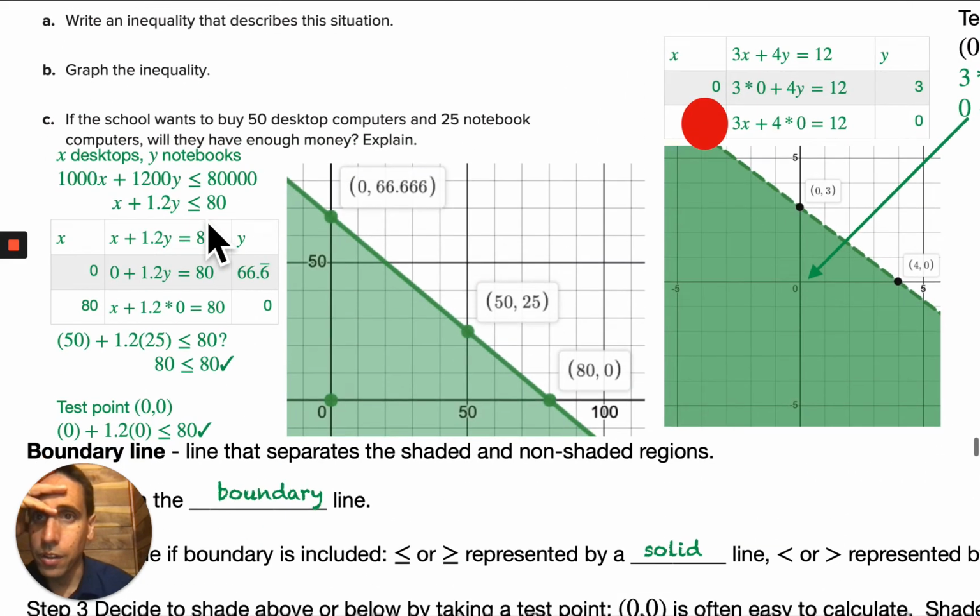Let's even take a look. They wanted us to check to see if 50 and 25 would work. 50 desktops here plus 1.2 times 25 notebooks. Is that less than or equal to 80? Well, yeah, actually, when you multiply it out, 80 is less than or equal to 80. You see it's right on the boundary. This is a true statement, so therefore, yes, they will have enough money.